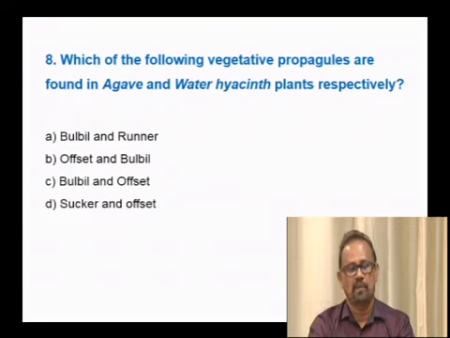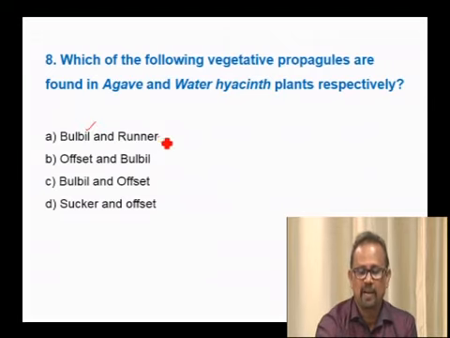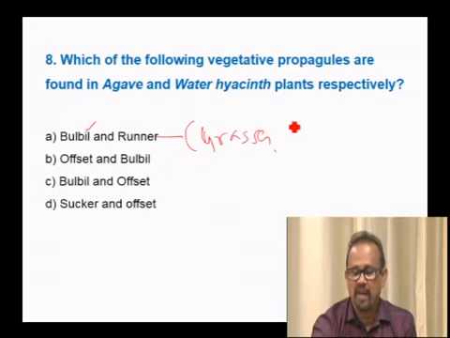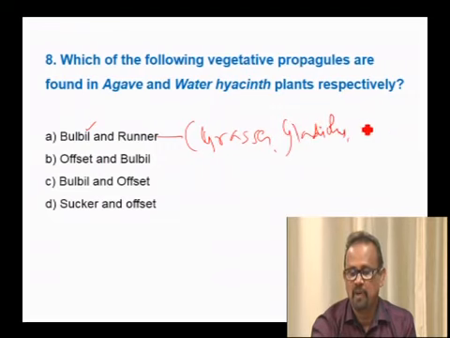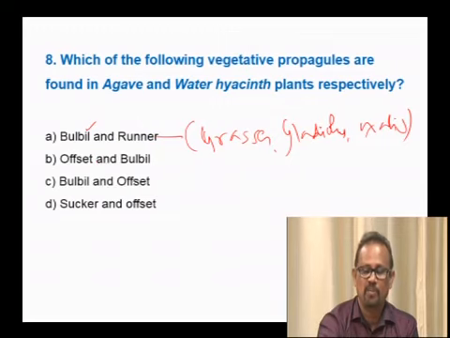Next question. Which of the following vegetative propagules are found in agave and water hyacinth plants respectively? See here, as an example I have given agave and water hyacinth, where you need to know about all the vegetative propagules of the organisms which are given in your book. So bulbil is a vegetative propagule of agave, correct. But runner can be a vegetative propagule of grasses and even gladiolus and oxalis. So it is not a vegetative propagule of water hyacinth. Offset for water hyacinth, bulbil for agave.